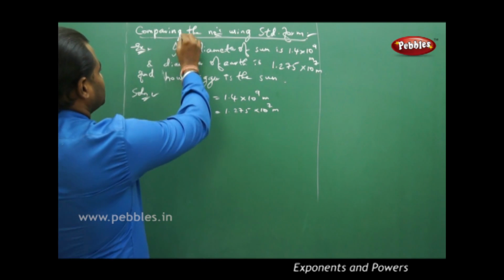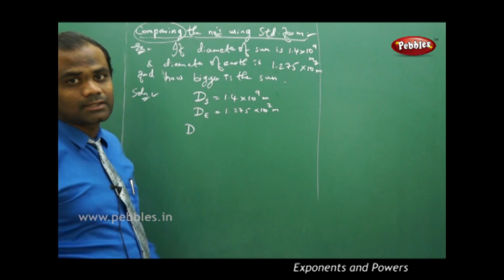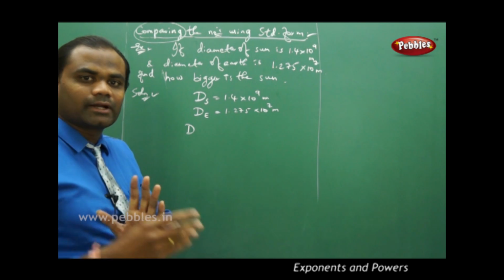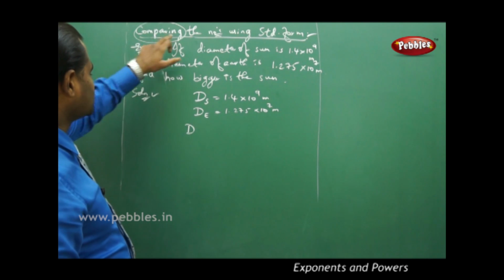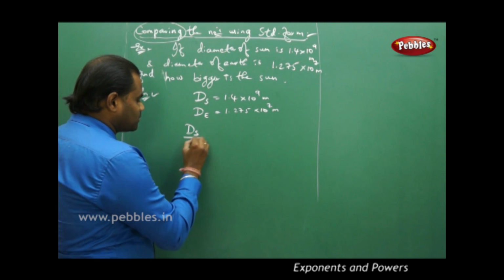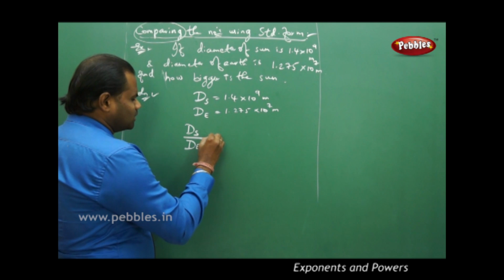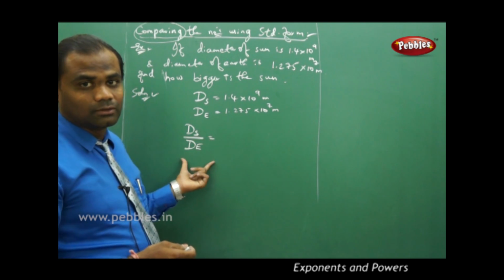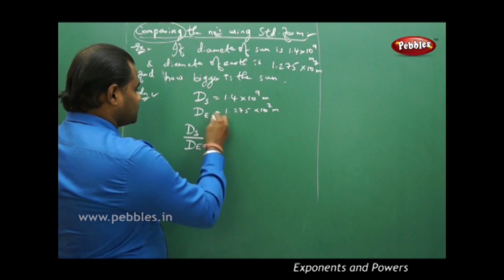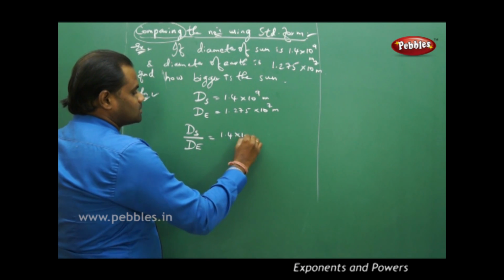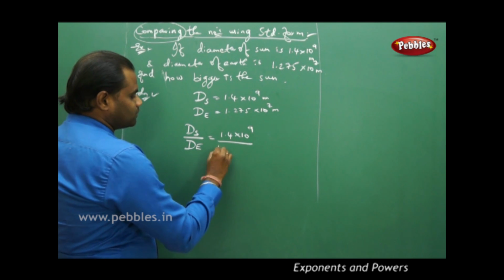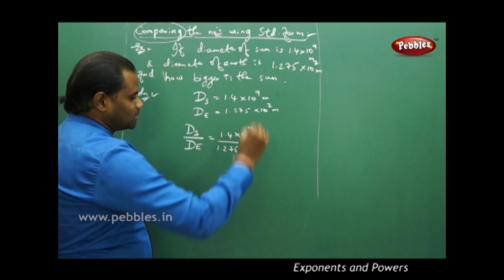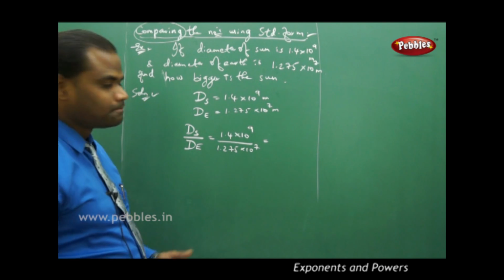Whenever I compare numbers, comparing in the sense that I divide one quantity by the other and see what value I get on the right hand side. So when I say compare, I just divide the diameter of the sun by the diameter of the earth, and let's see what the simplification of this numerator by denominator leads to. So the diameter of the sun is 1.4 times 10 power 9 and the diameter of the earth is 1.275 times 10 power 7.